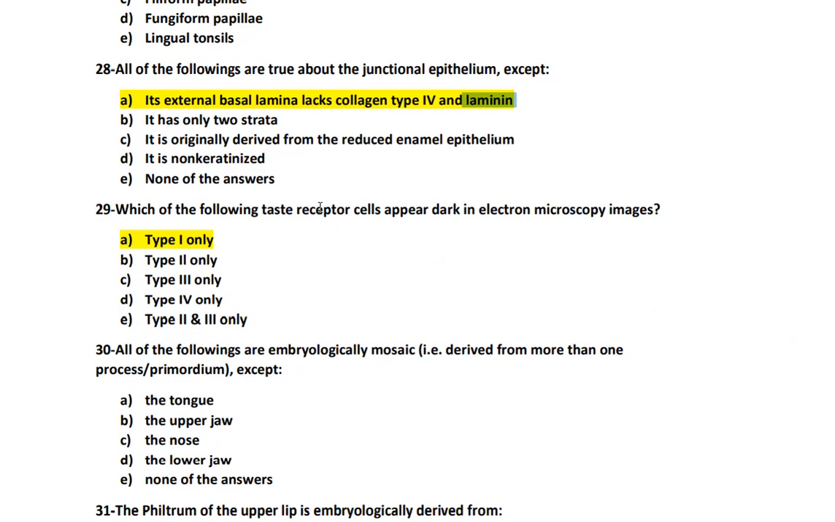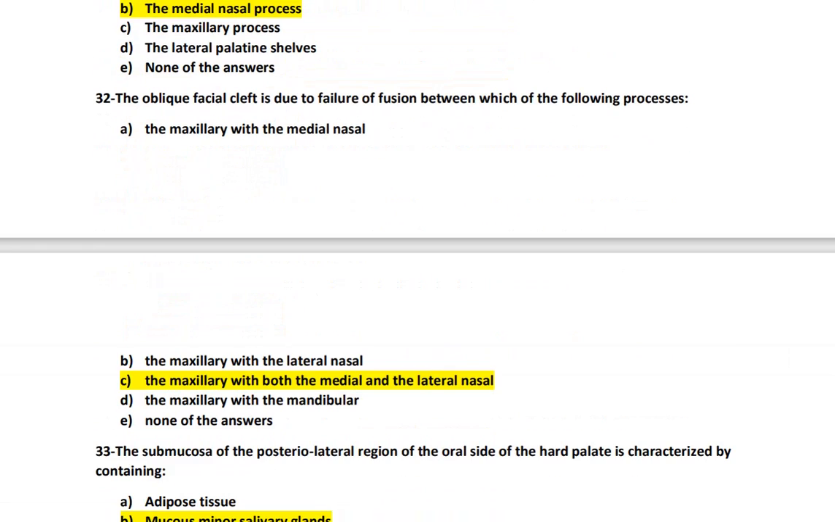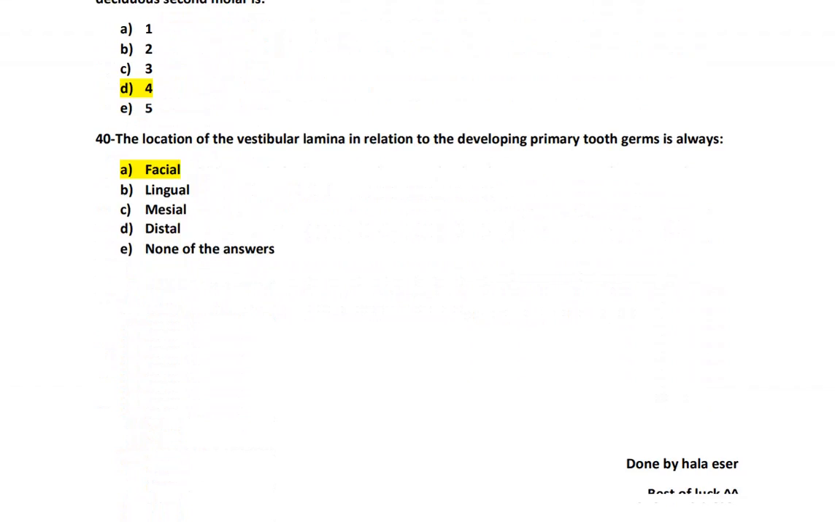Which of the following taste receptor cells appear dark in electron microscopy images? This information was skipped by the doctor, but in case it comes up as a question, you should know that type 1 appears dark in electron microscopy. The remaining questions have to do with embryology, and we don't want to confuse the embryology questions, which you will take in the following weeks, with the information you don't need for the upcoming exam.